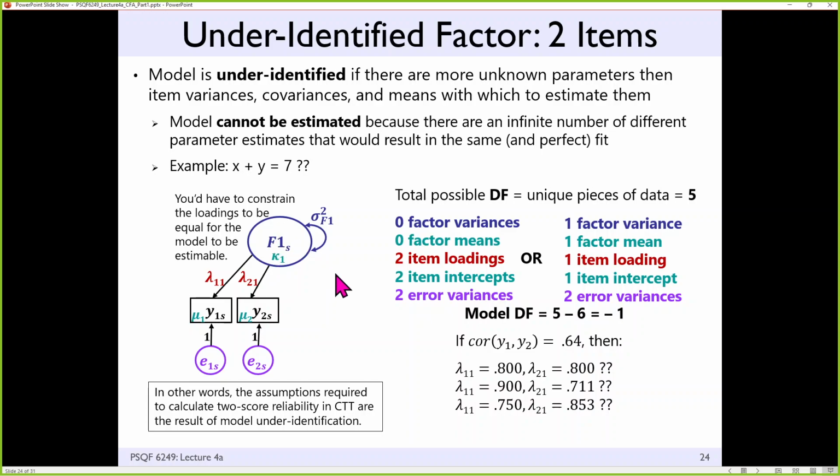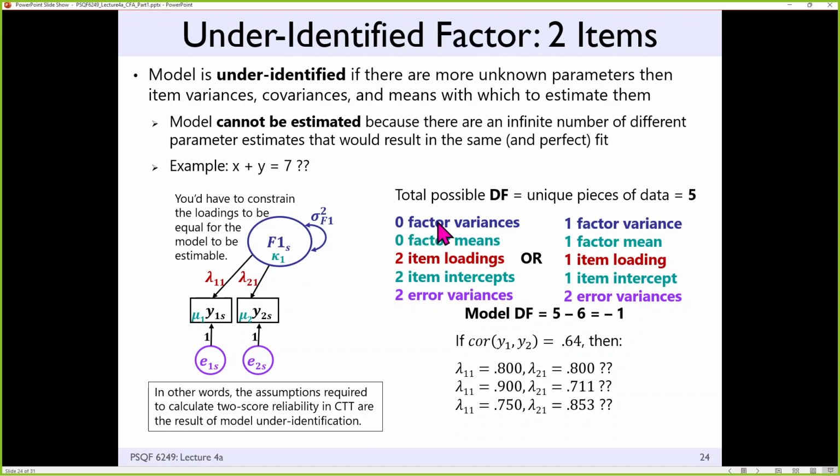Count up what we need to do here. So if I have 2 variables, how many pieces of information am I starting with? I've got their 2 means, their 2 variances, and their 1 covariance. That's 5. Okay, that's the maximum number of parameters I can estimate.